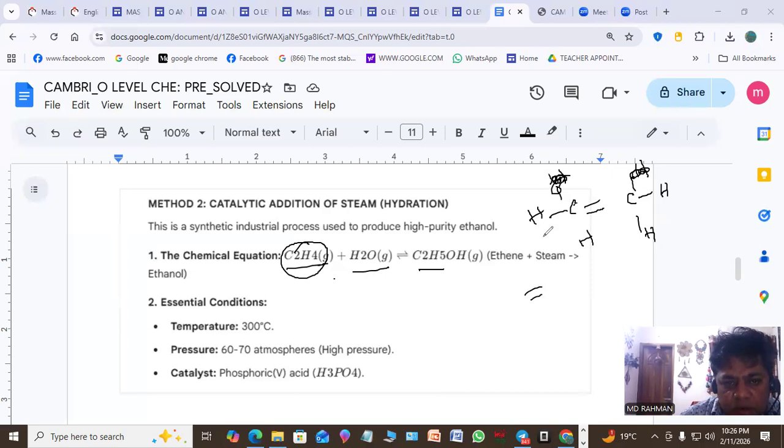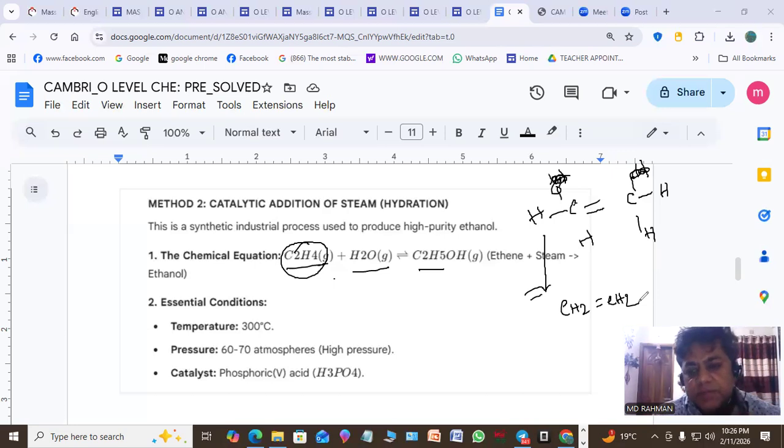So you can summarize that ethene, CH2 double bond CH2, is reacting with hydrogen, that is water. All the reaction is in the gaseous phase. So the reaction is conducted in the gaseous phase. So we need ethylene in gas form, and water in gaseous form, that is steam, and ultimately it is going to produce ethanol.